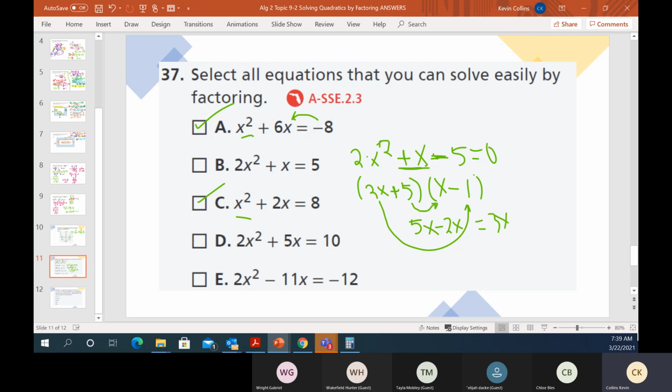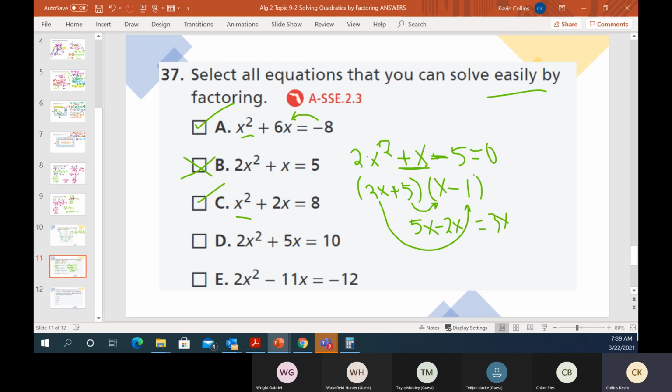So is this guy factor easy? I'm going to vote no. So I think that's our answer. I think it's just A and C. But just to kind of show you, these other two guys, they might factor, they might not, because this guy definitely did not factor. But the point is, it's not that easy, right? So they said easily. It's like, yeah, A and C. I think we're cool there. All right, nice.